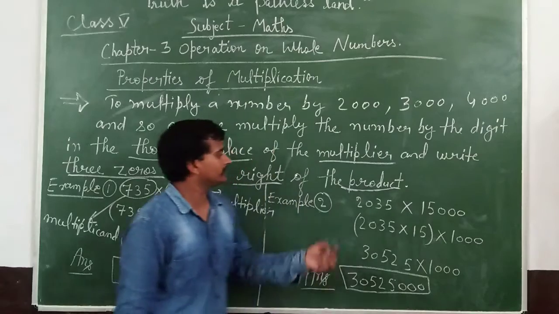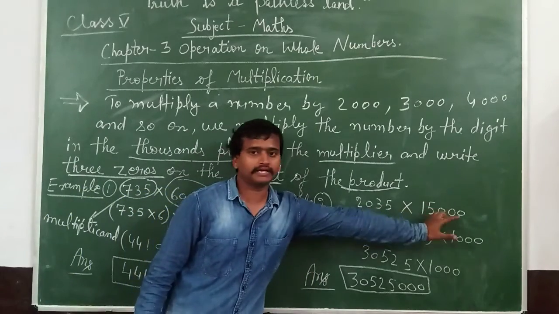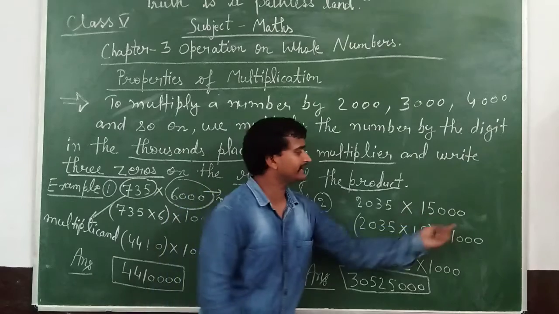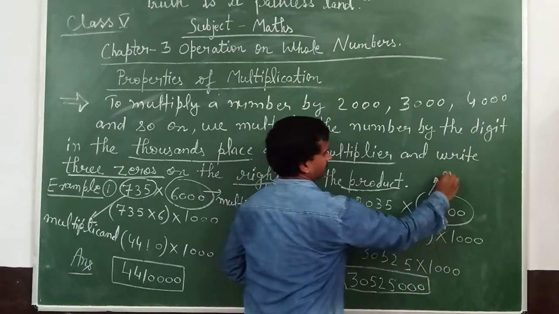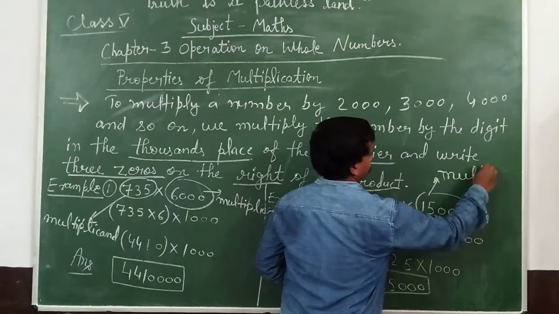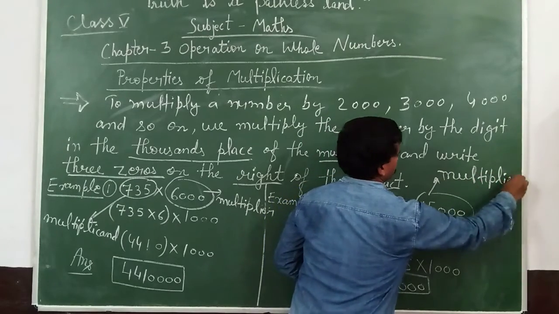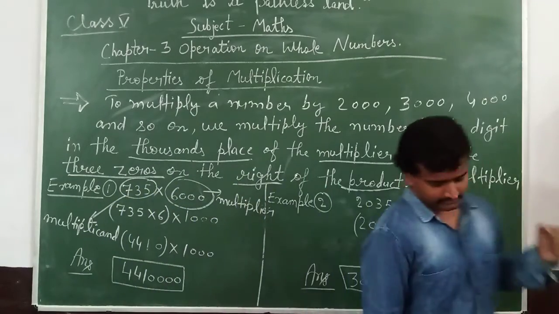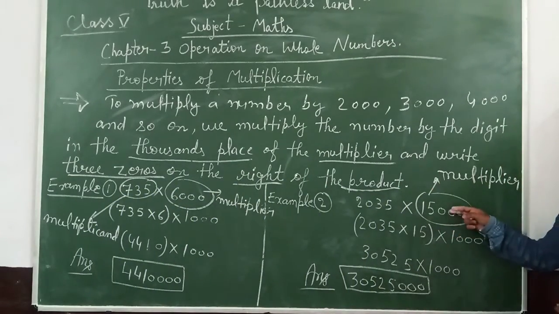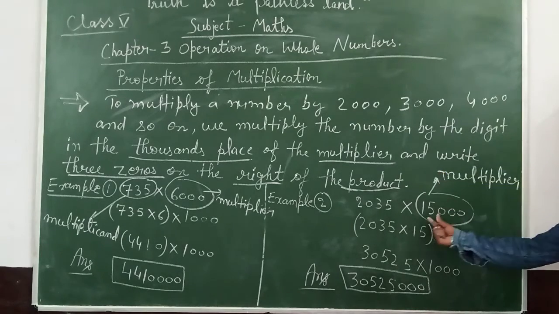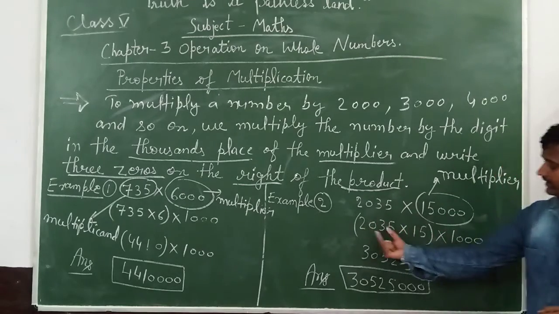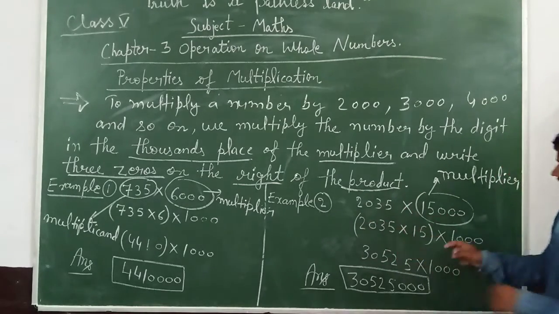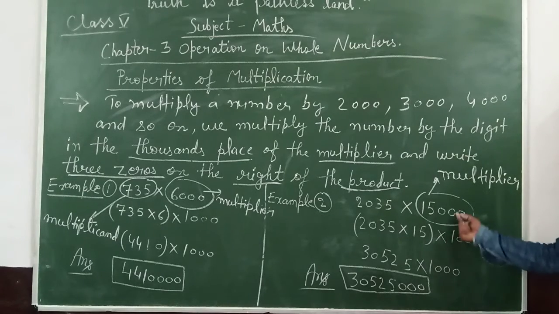Let us see one more example. 2035 multiplied by 15,000. Here the multiplier is 15,000 and the multiplicand is 2035. These are the zeros, ones, tens, hundred, and this number is 15. Multiply this 2035 by 15 in one bracket, and after that we will put these 3 zeros. That means we multiply by 1000.